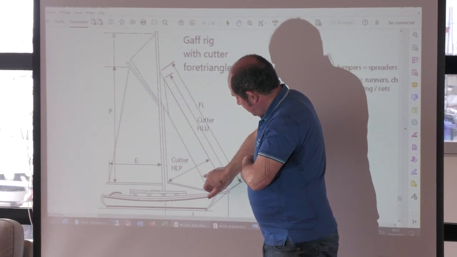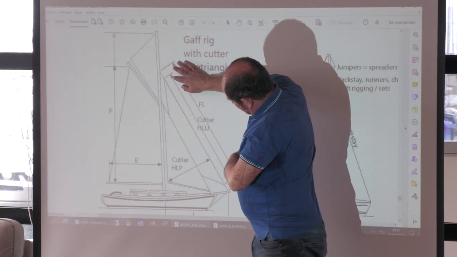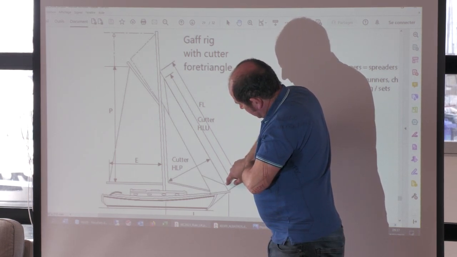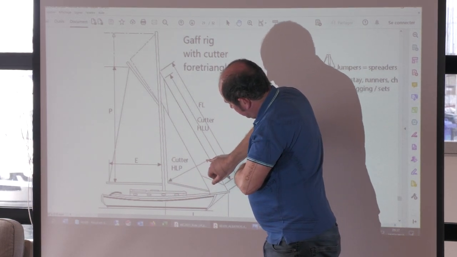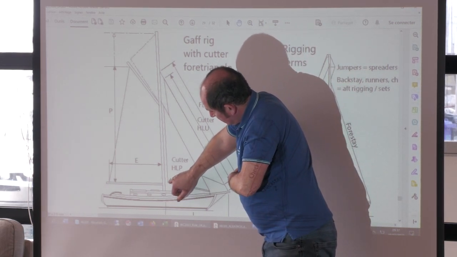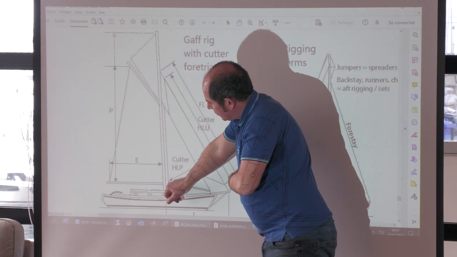And if you have different Genoas, you will measure the maximum LP here, and the HLP goes from the foremost forestay to the, I would say, sternmost screw point.